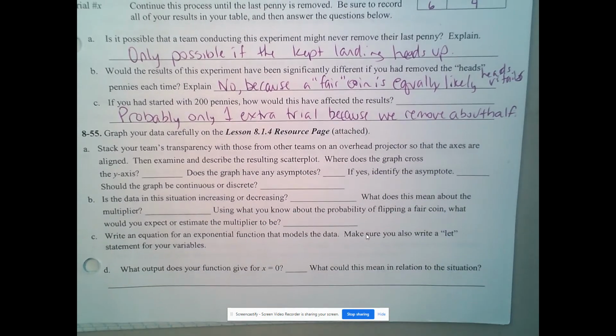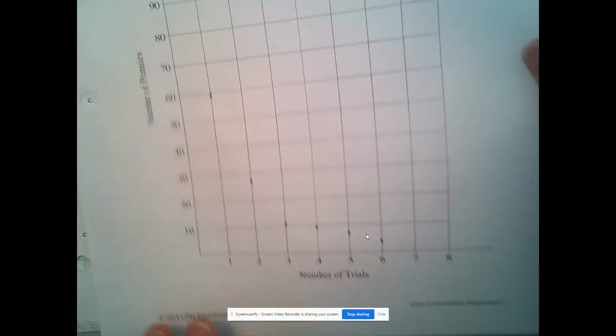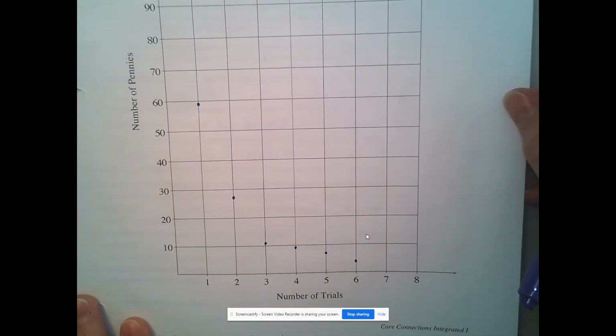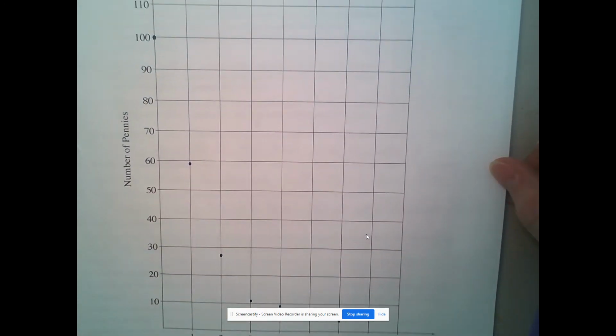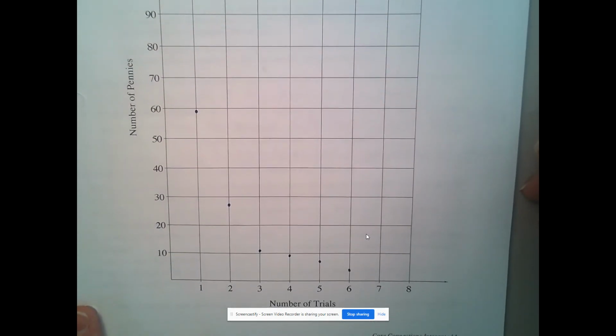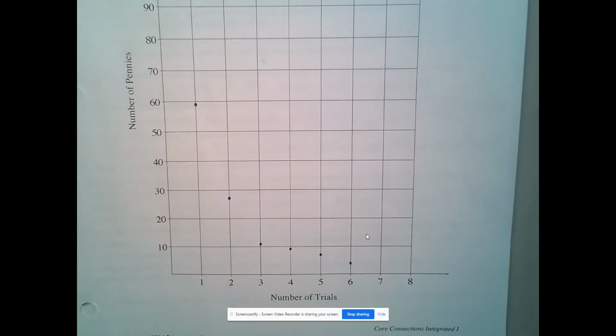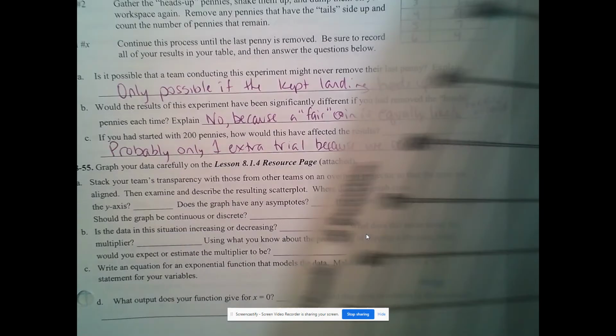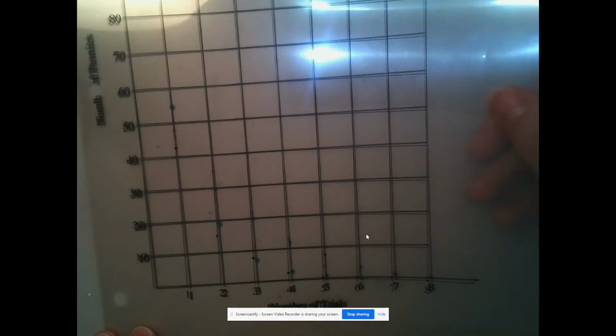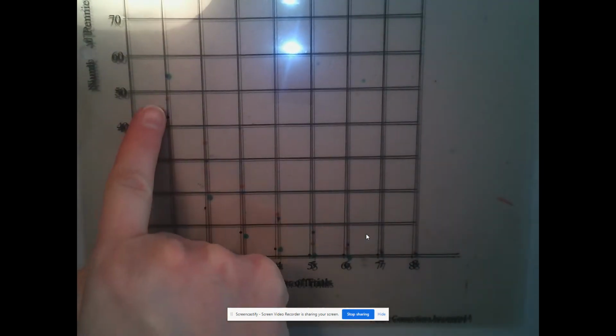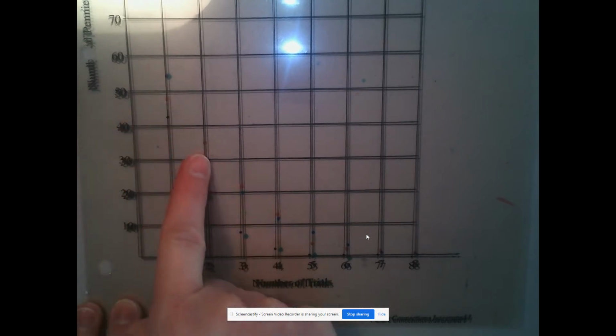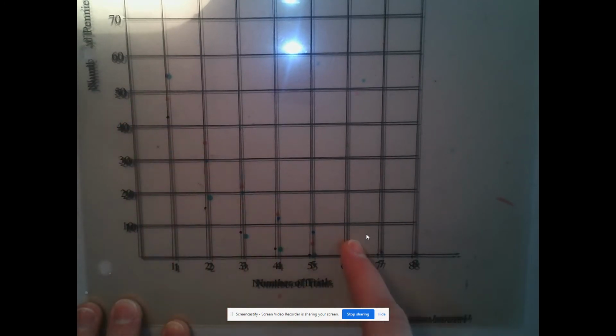Graph your data carefully on the lesson 814 resource page. Stack your team's transparencies. We were each going to graph like this, and then stack them on top of each other so that you could see the curve of all 4 of them. The curves of the 4 are a very similar shape. This is the one that I had from a previous year. You can see that you started at slightly different levels, but they all had the same general curve pattern, getting closer and closer to the x-axis.